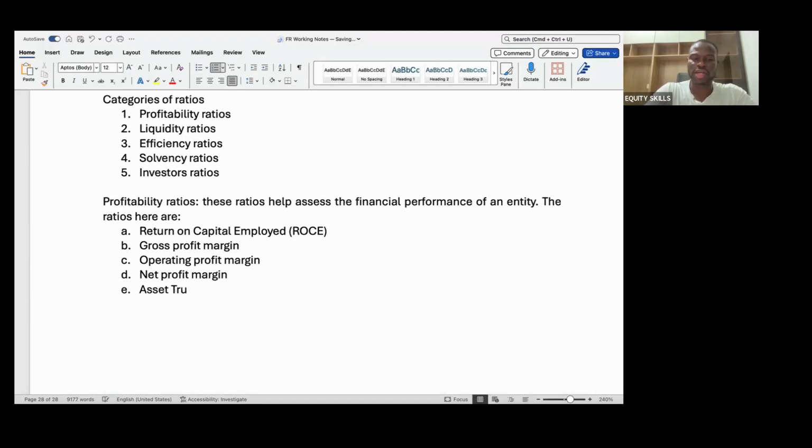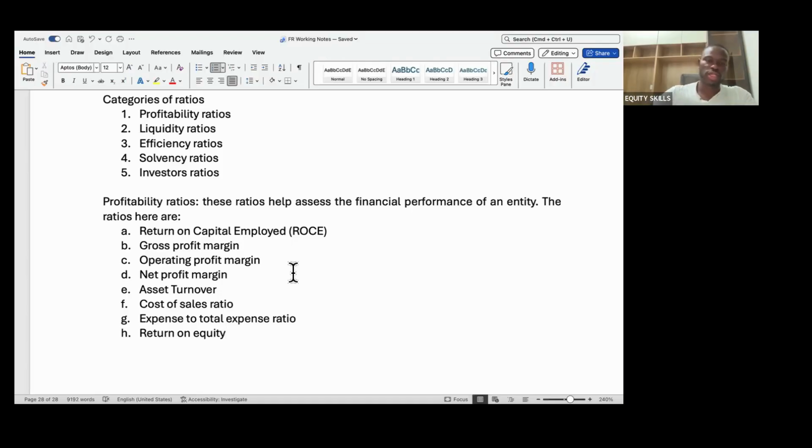You can even have asset turnover. There is also cost of sales ratio. And also we can have expense to total expense ratio. There could be more, really. These are the popular ones that we usually have. And there is also one I just want to mention, you hardly use it, which is return on equity.